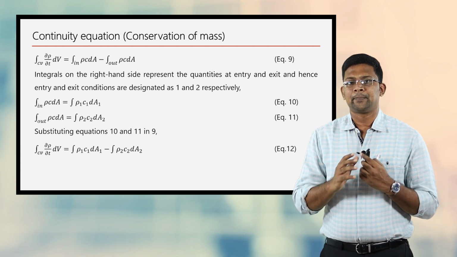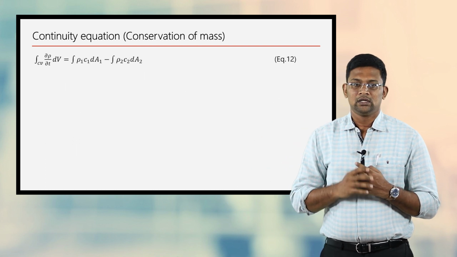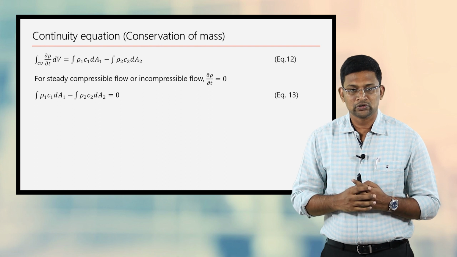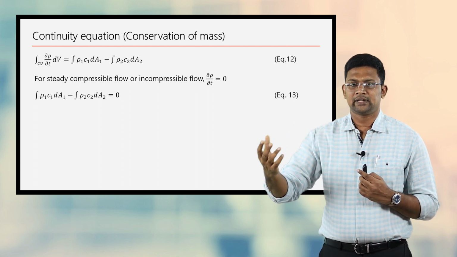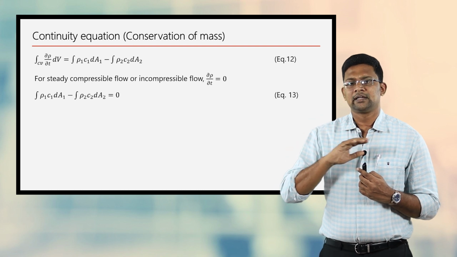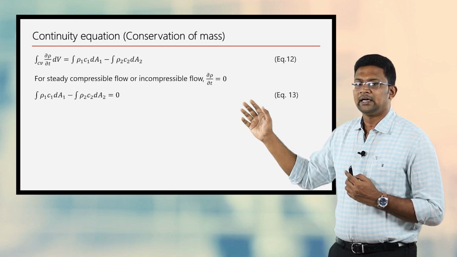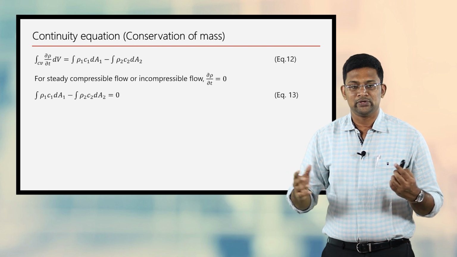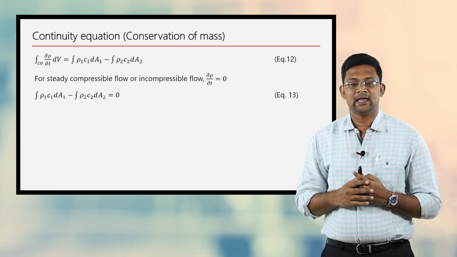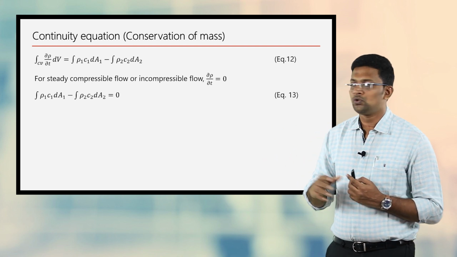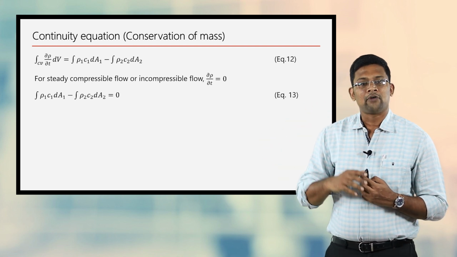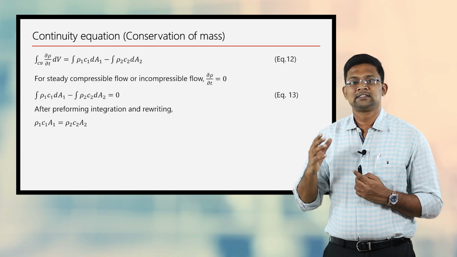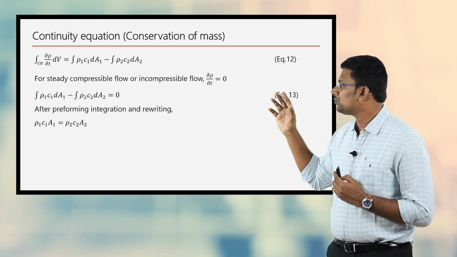We know that for a steady flow, the properties won't change with respect to time. Therefore, dou rho by dou t, that is the rate of change of density, will be equal to 0 for a steady compressible flow as well as for an incompressible flow. We know for an incompressible flow, there is no change in density. So expression number 12 can be rewritten as follows, because the term on the left hand side is equal to 0: integral rho 1 c1 dA1 minus integral rho 2 c2 dA2 is equal to 0. After performing the integration, we obtain rho 1 c1 A1 is equal to rho 2 c2 A2.